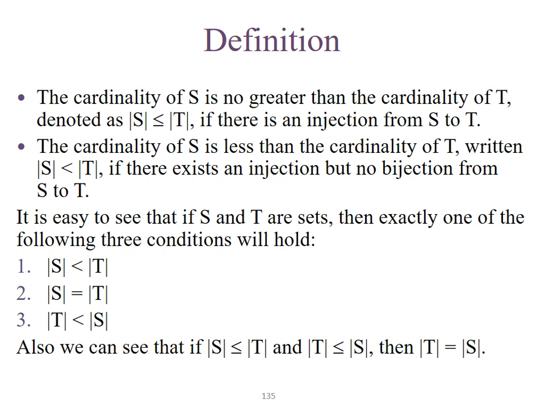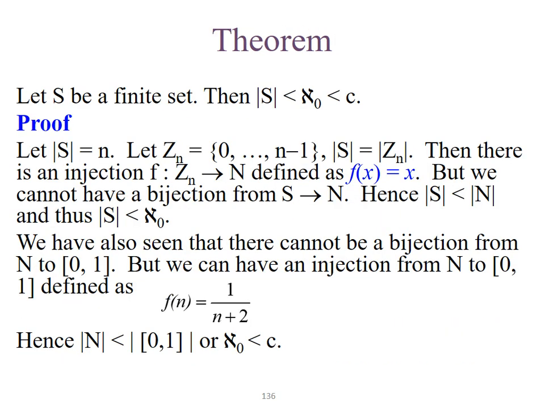we need to determine if we can find a one-to-one mapping function. If we can find this one-to-one function, then we can claim at least that it's less than or equal to T. And then we need to prove they have different cardinalities, and then we can claim S is less than T. All right, maybe we leave it for next time.